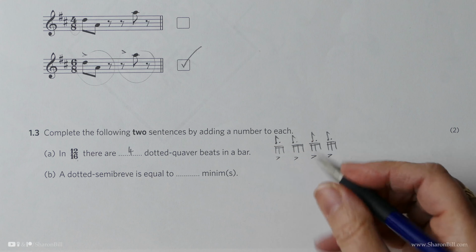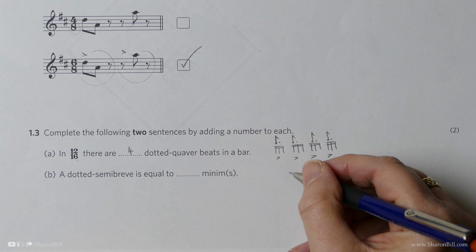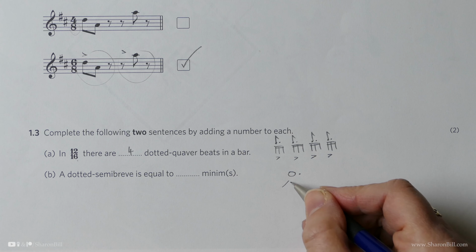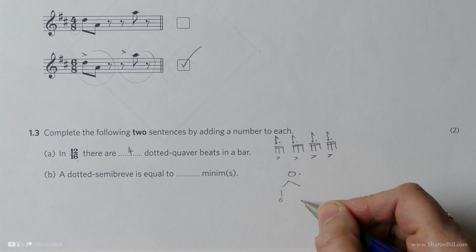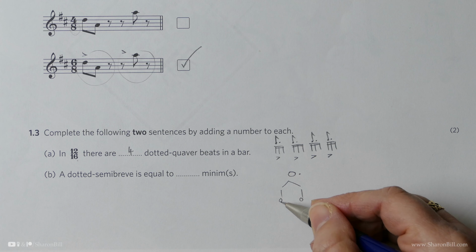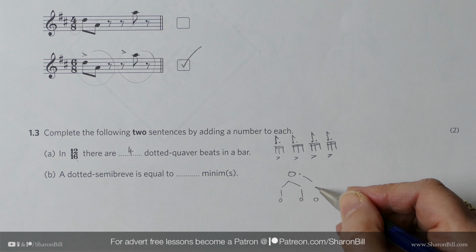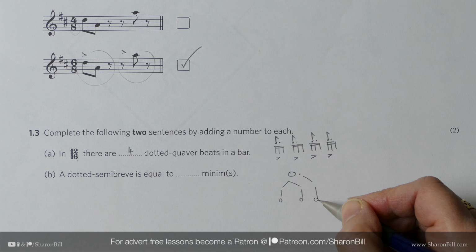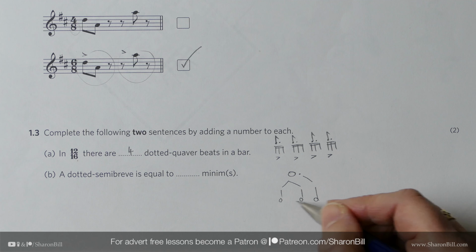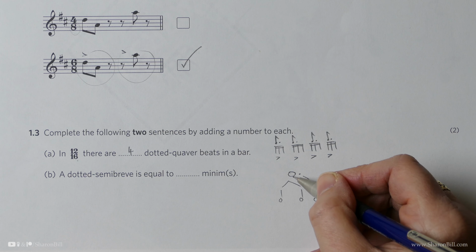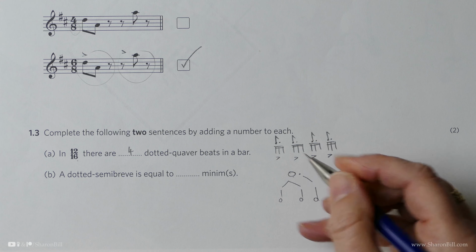Now a dotted semibreve is equal to how many minims? So let's think about this. There's a semibreve, there's the dot. The semibreve itself breaks into 2 minims. 2 beats plus 2 beats equals 4, and then the dot gives us half as much again, and there's our third minim, which gives us 6 crochet beats, 3 minims to 1 dotted semibreve, so that's 3.